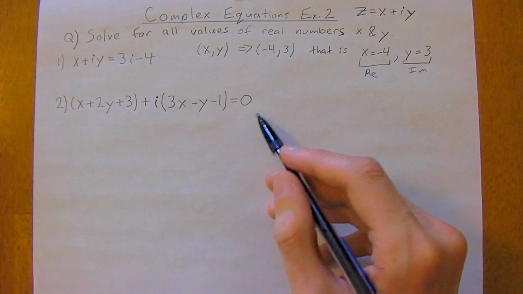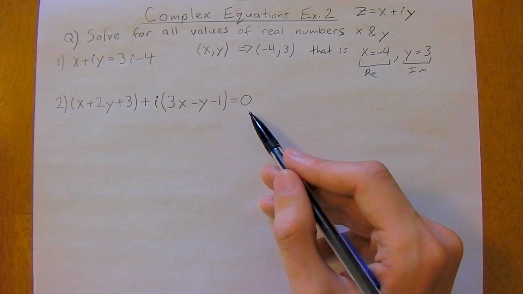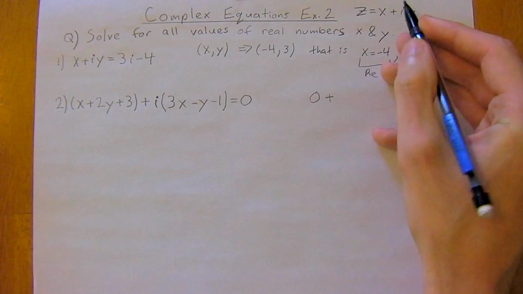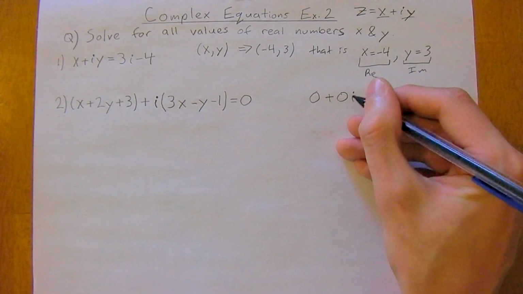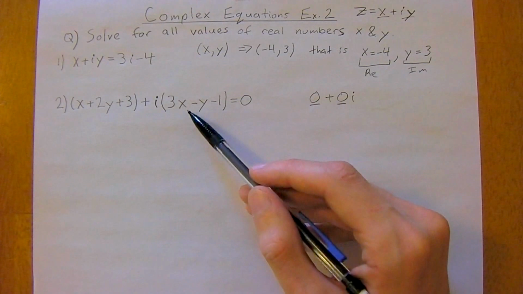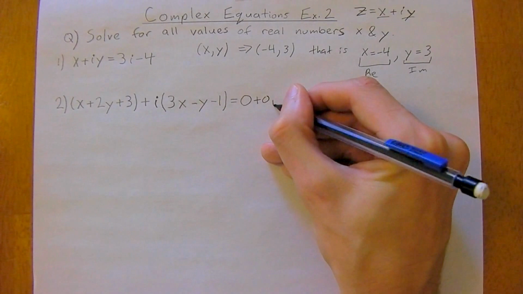Now for this second example, it's a little more involved, but we see that the right-hand side of the equation is equal to 0. And 0 is actually a complex number, so it's 0 plus 0i. So in this form, 0 plus iy, these are the two parts of this complex number. Then the real part of the left-hand side of the equation must be 0, and so must the imaginary part. So 0 plus 0i is really what's going on there.